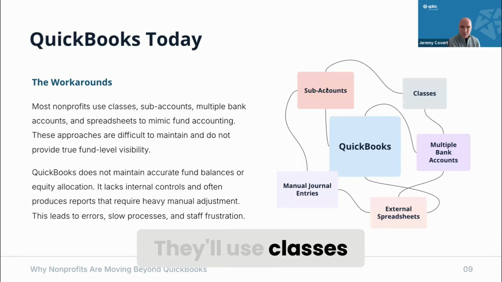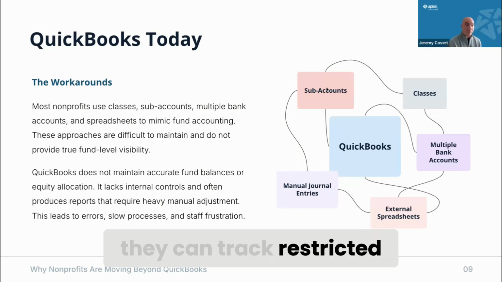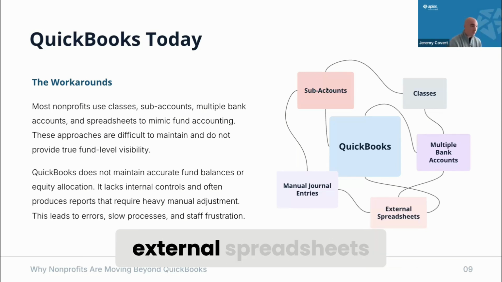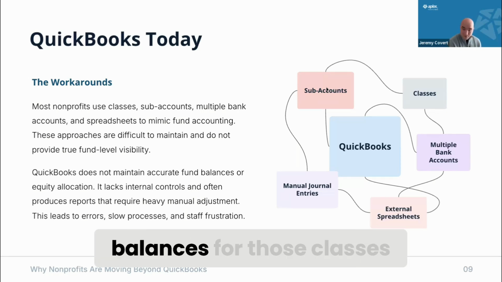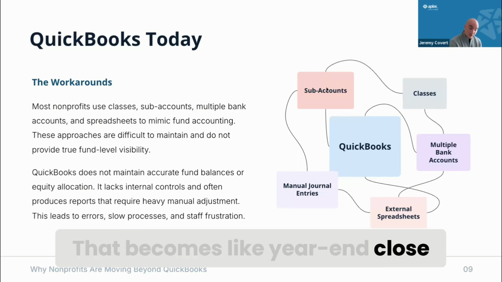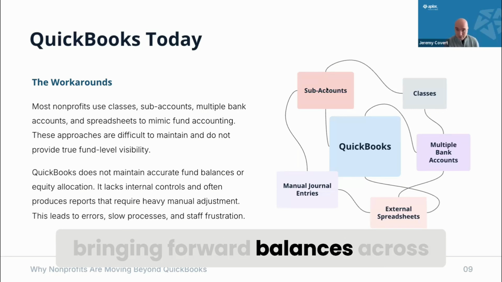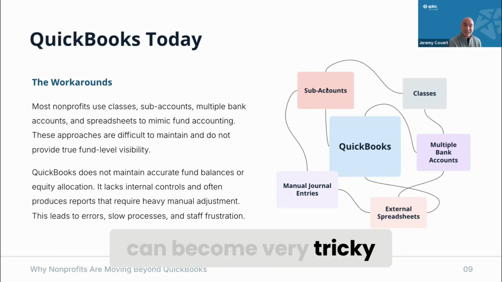They'll use classes, which is probably the most common one, multiple bank accounts so they can track restricted money completely separate, external spreadsheets, which is also very common to track the balances for those classes they may be tracking, and then generally manual journal entries. That becomes like year-end close, bringing forward balances across fiscal years, things along those lines. Can become very tricky and cumbersome.